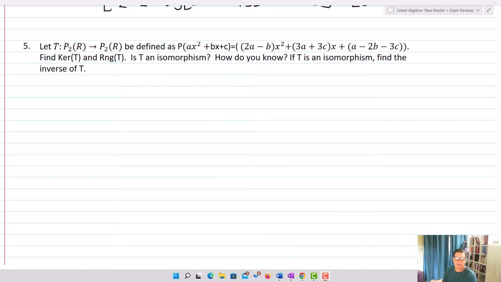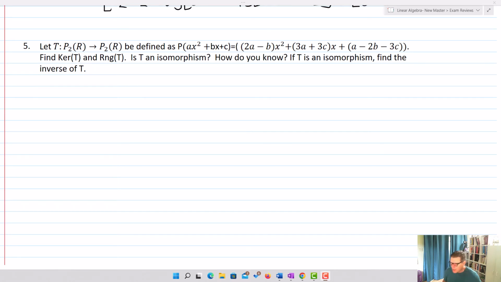So let's suppose now we're looking at number 5, that T goes from P2R to P2R, and it's defined as T of ax squared plus bx plus c equals (2a minus b)x squared plus (3a plus 3c)x plus (a minus 2b minus 3c). We want to find the kernel of T and the range of T. We want to ask ourselves, is T an isomorphism, and then how do you know? If T is an isomorphism, find the inverse of T.